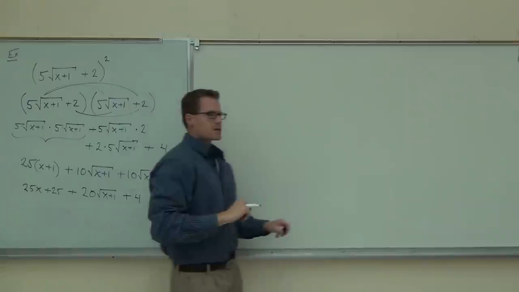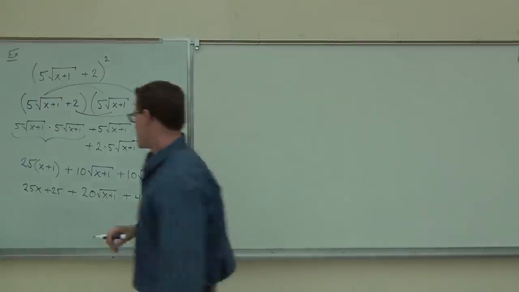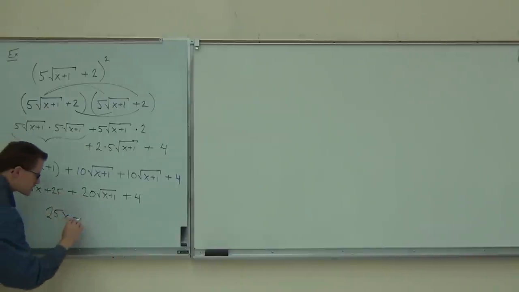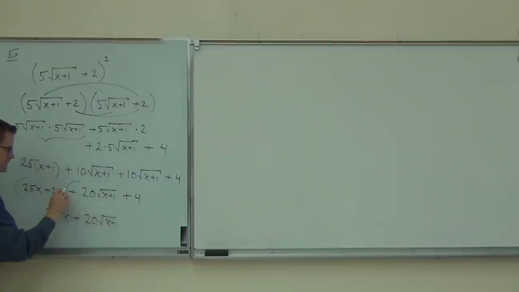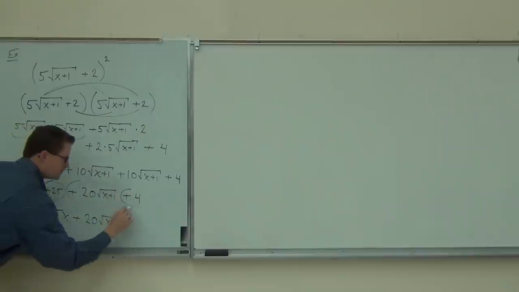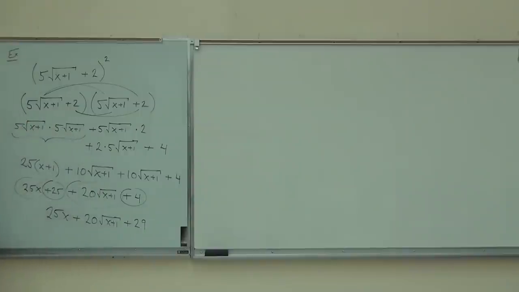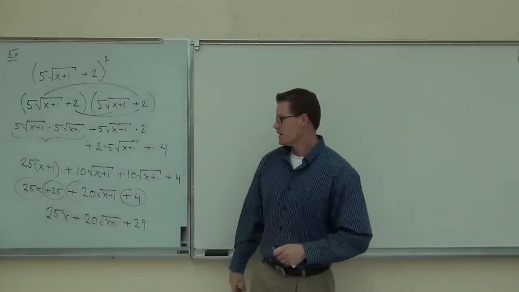Tell me if there's anything else I can do. What do you think? Good. Yeah, those are like terms. So what I'm going to do here, I'm going to write 25x. That's here. There's no like terms with 25x. I do have a plus 20 square root of x plus 1. That's this thing. Got that. But lastly, I have 25, 4, that'll give me plus 29 at the back end of my expression. Do you think I can combine anything else besides those things? No. Then you're done.